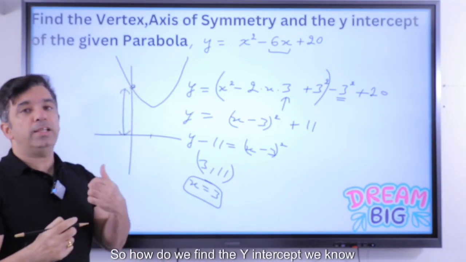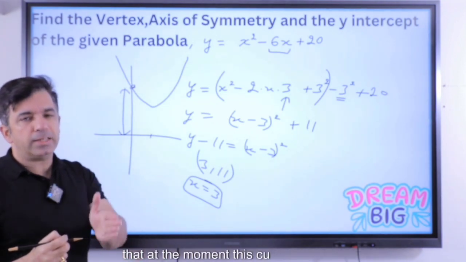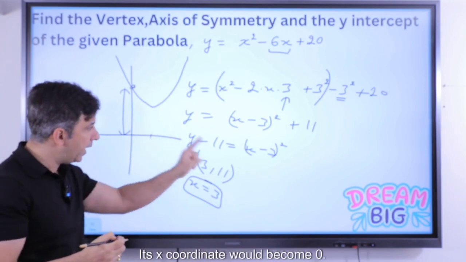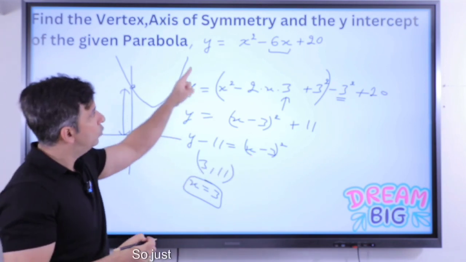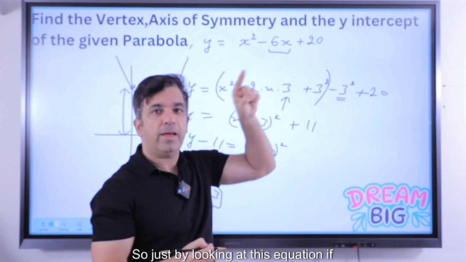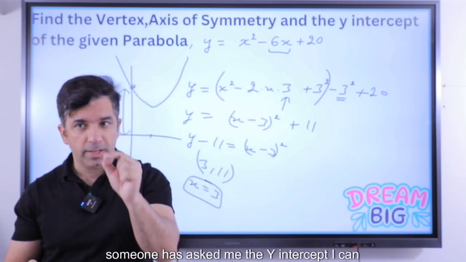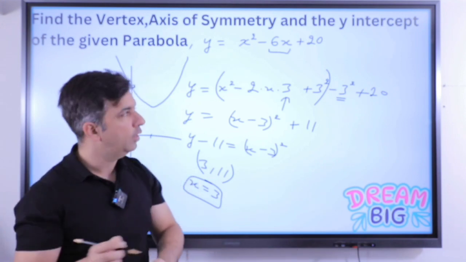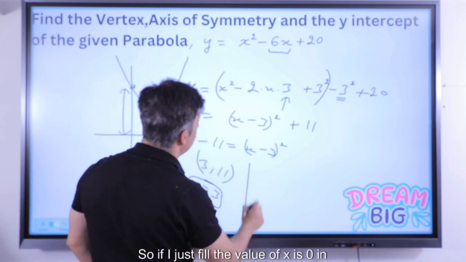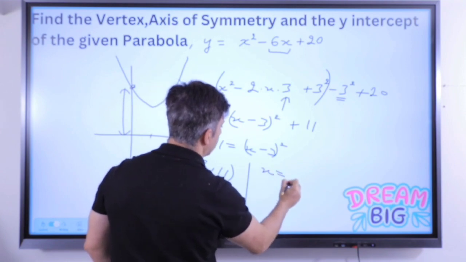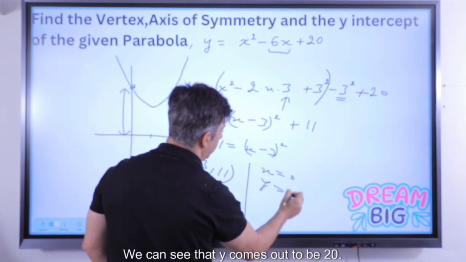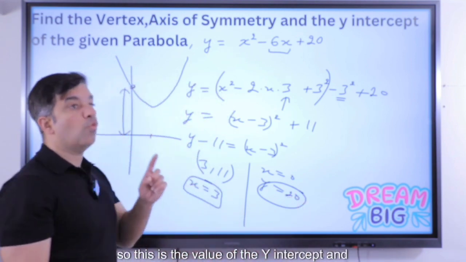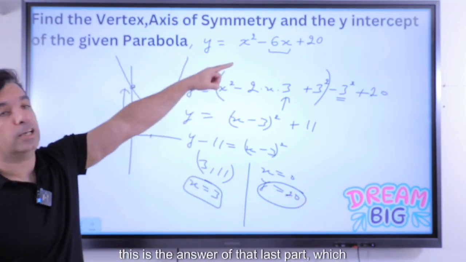So how do we find the y-intercept? We know that at the moment this curve cuts the y-axis, its x-coordinate becomes 0. So just by looking at this equation, if someone asks me the y-intercept, I can directly find it by simply filling the value of x as 0. If I fill the value of x as 0 in the original equation, we can see that y comes out to be 20. So this is the value of the y-intercept.